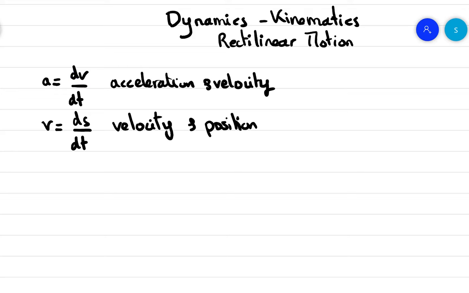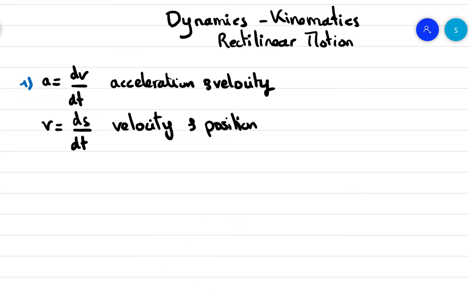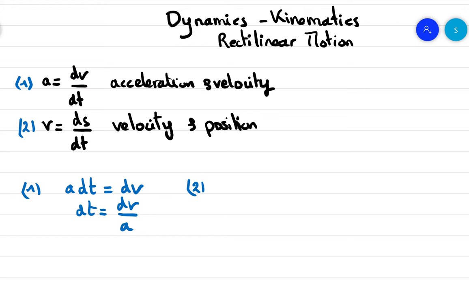From those two formulas, what can we do? We can play with them. So the first one, let's call this one the first and this one the second formula. In the first formula, I will switch dt, so I have a dt equal dv. And after that, I will just keep dt on the left, so dt equals dv divided by the acceleration. Now I use the second formula, and I will do the same. So I have v dt, I switch dt on the left, equal ds. And now I will keep only dt on the left, dt equals ds divided by the velocity.